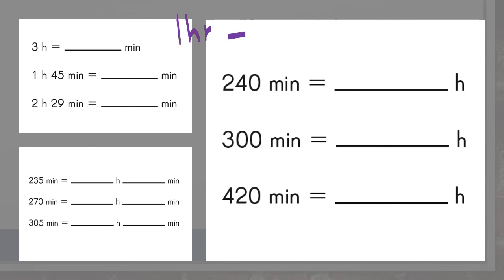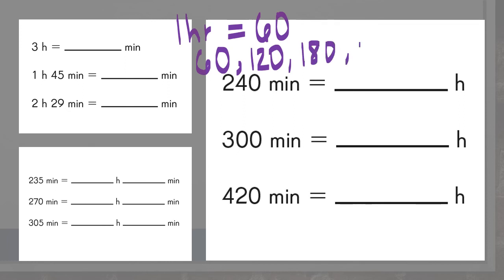One hour is 60 minutes. It might help you to go ahead and count up by 60s. So if we were counting up by 6, we would go 6, 12, 18, 24. So that's 6 groups of 10, 12 groups of 10, 18 groups of 10, 24 groups of 10. Do you see how this is going? 30 groups of 10. It keeps going, and I ran out of space.